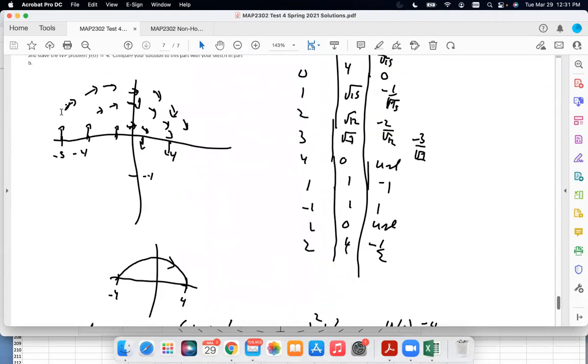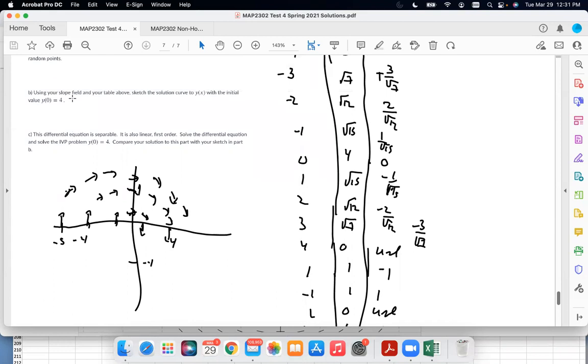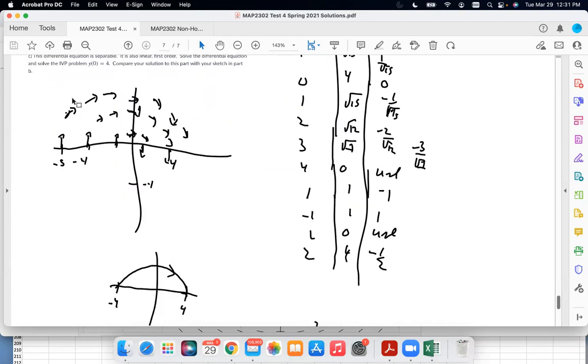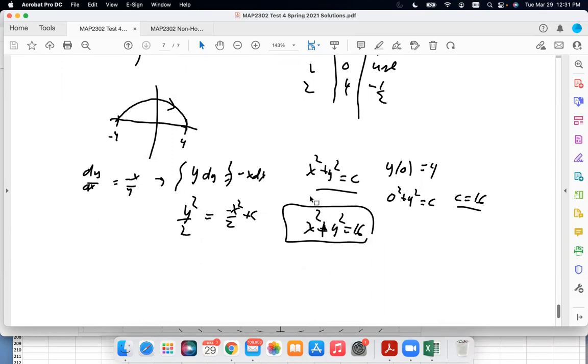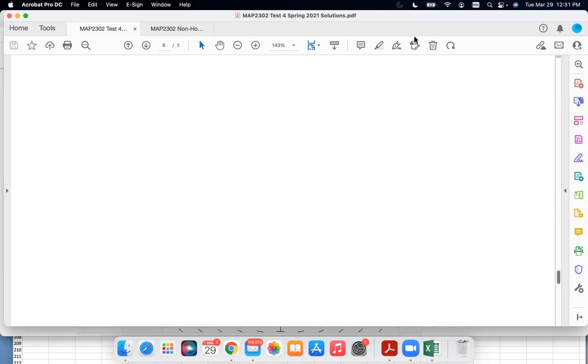So then, just to finish this up, part C was solve the DE. I mean, it's separable, it's linear. There's a bunch of different ways we could solve it. Just solve it, get the actual solution, and compare that with that curve that you drew a minute ago. It's a good place to stop.